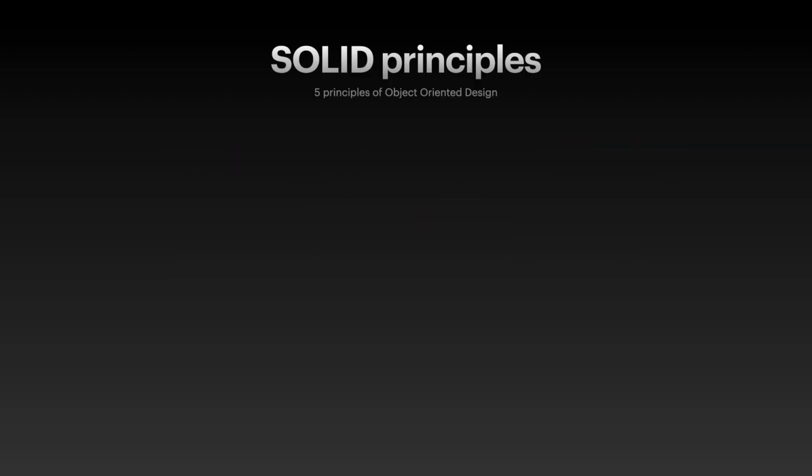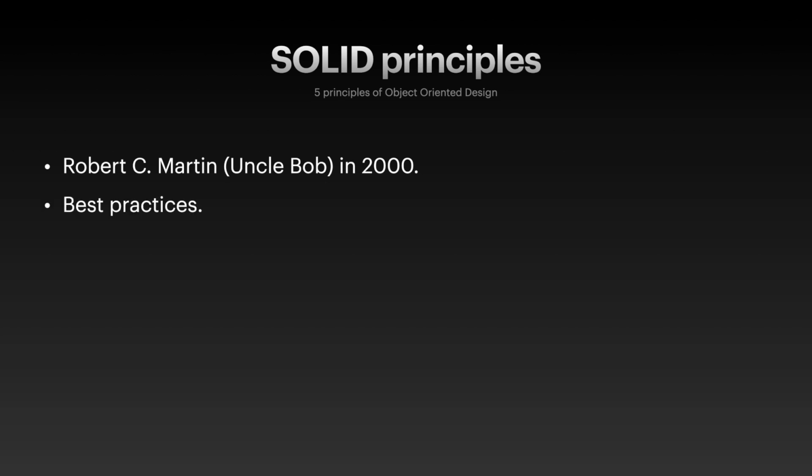The single responsibility principle is part of a 5-item set of principles called S.O.L.I.D, the 5 principles of object-oriented design. They were first introduced by Robert Martin, best known in the industry as Uncle Bob, back in 2000. It was a set of best practices to help developers create software that's easy to maintain and extend.